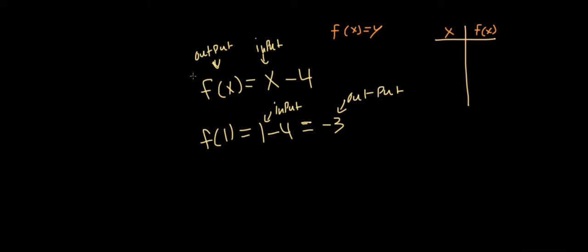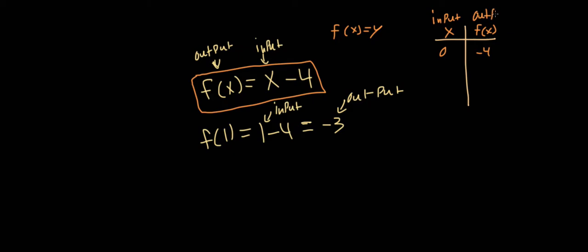So this is our function right here. Let's plug in 0 for x. If we plug in 0 for x, what do we get? Our input is 0, our output is negative 4. Let me label this. So this is input. This right here is output.